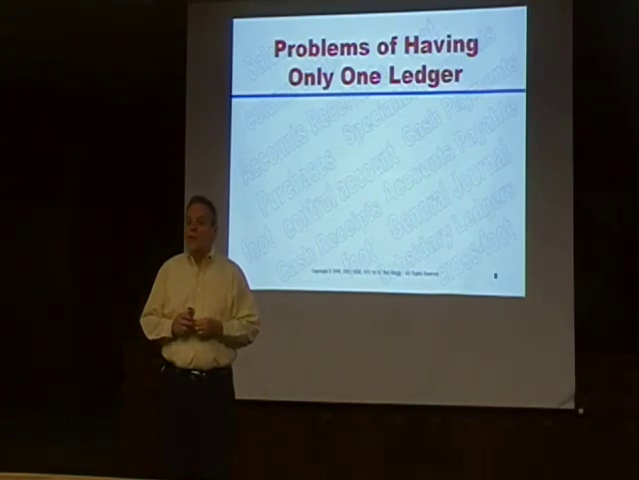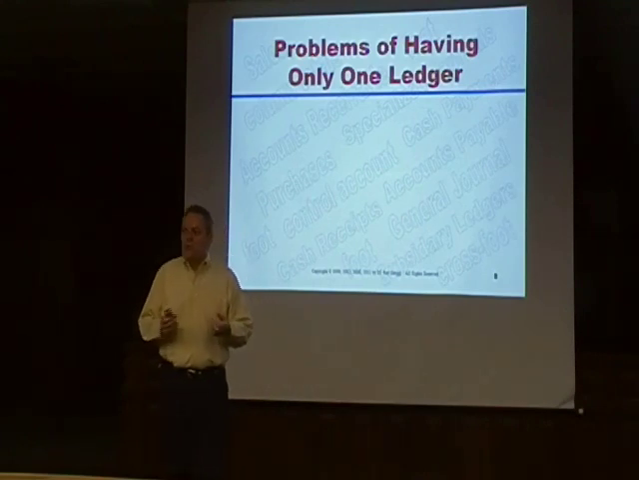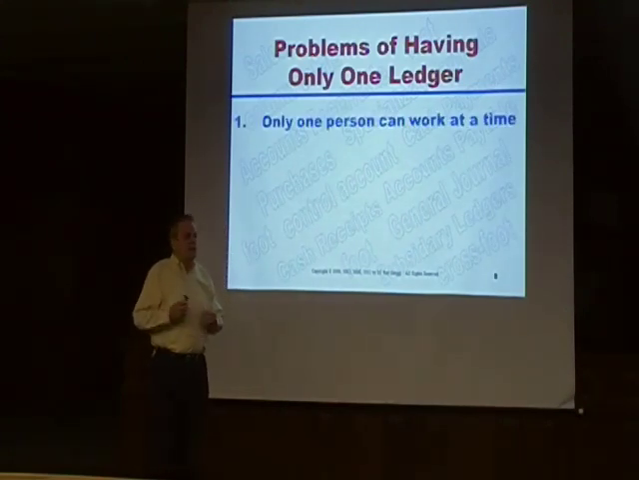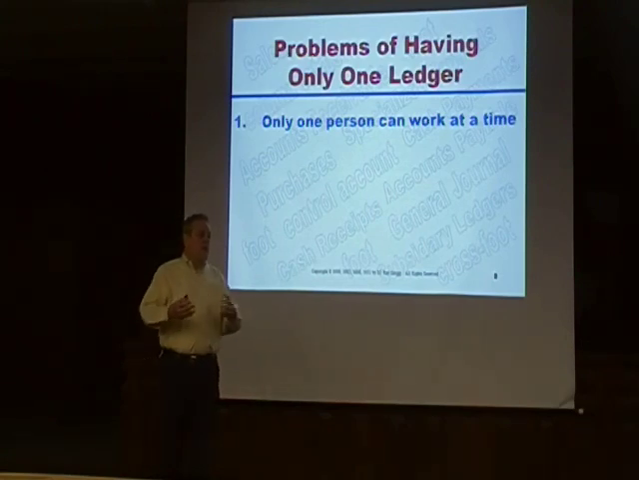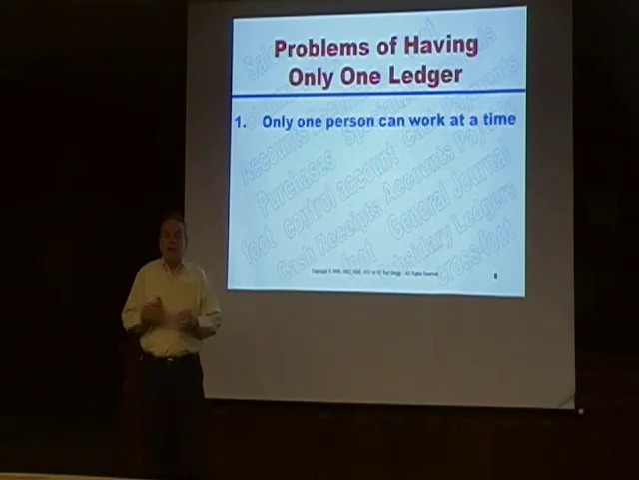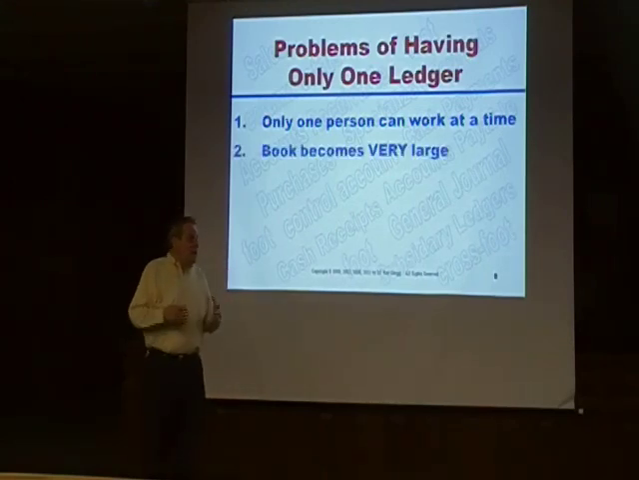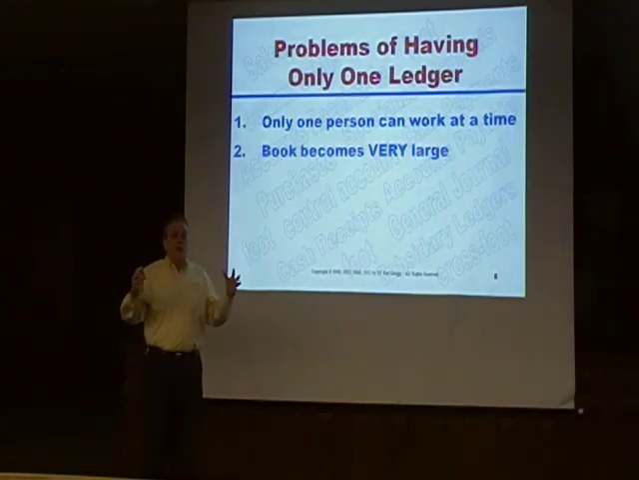Up until this moment, we've had one ledger. We called it the general ledger. What's wrong with having one ledger? Well, if we have just one ledger, only one person can post at a time. That, in a large business with a lot of volume, is a lot of responsibility and work for that one individual. And if we just have one ledger, that ledger may become so big.